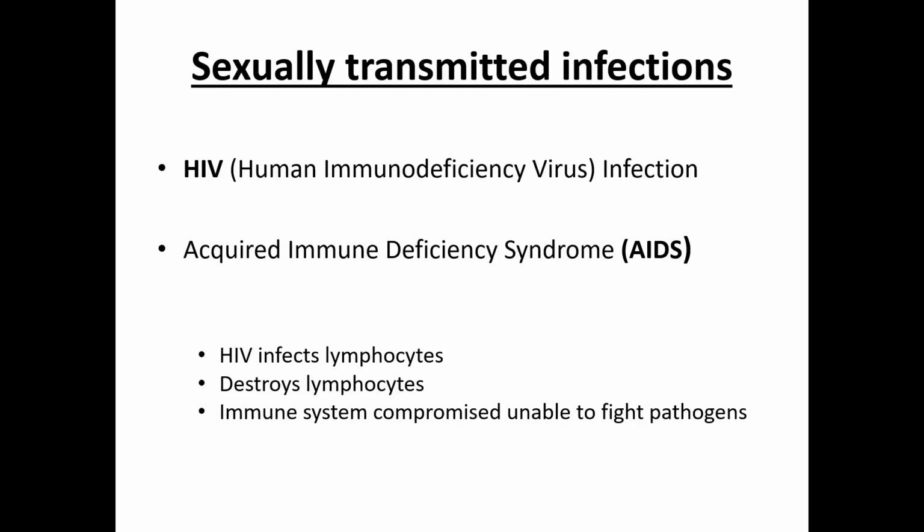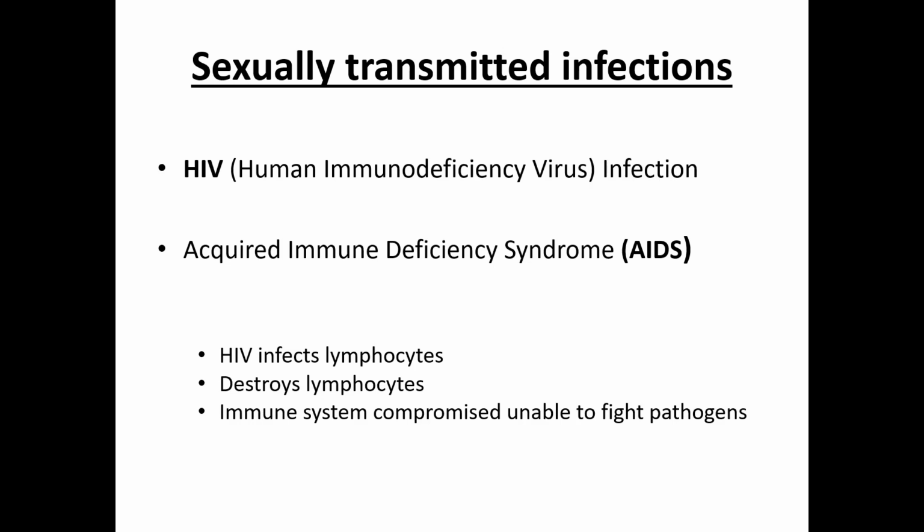Section 6, last section of the video. Sexually transmitted infections, or what we call STIs famously. Okay, first thing, sexually transmitted infections are basically infections that are transmitted via body fluids through sexual contact. So one of it is the HIV, or we call it the human immunodeficiency virus infection, and also the acquired immune deficiency syndrome, or we call it AIDS.